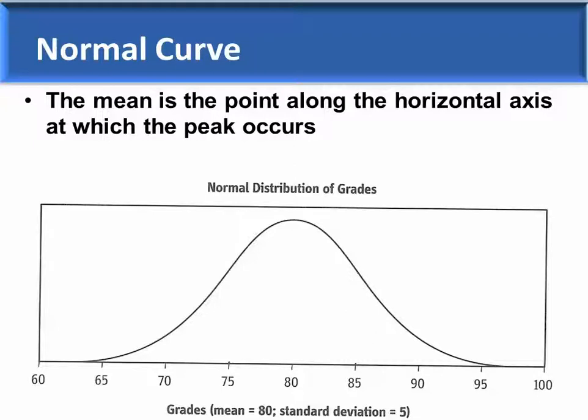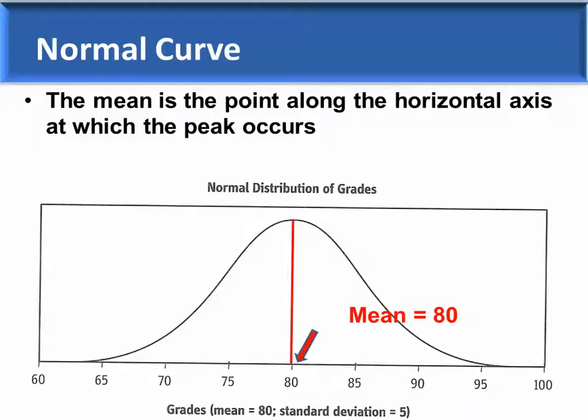The mean in a normal distribution is always the point along the horizontal axis at which the peak occurs. Because these are symmetrical, the mean is the measure of center, and therefore it occurs in the middle of the curve. In this case, you can see this is a normal distribution of grades that has a mean of 80 and a standard deviation of 5. We're going to talk through how, just knowing those two pieces of information, the mean of 80 and a standard deviation of 5, we can actually draw this curve, this distribution, and know what percentages of values fall between which grades.